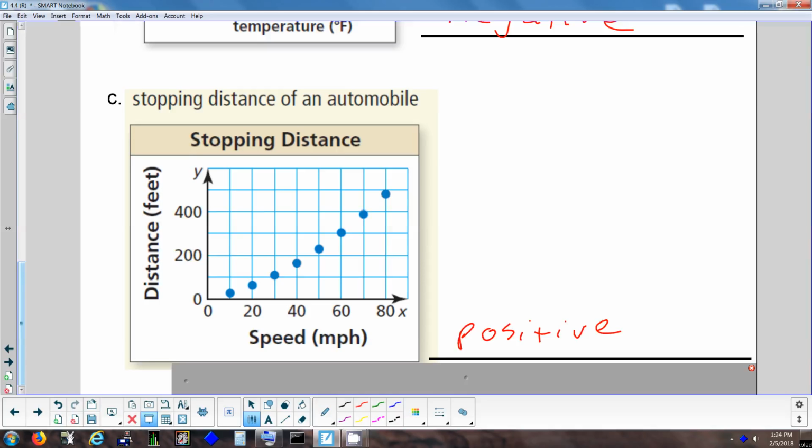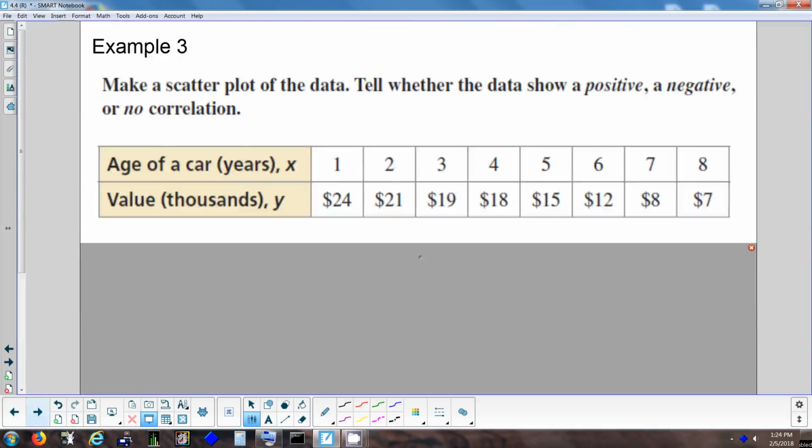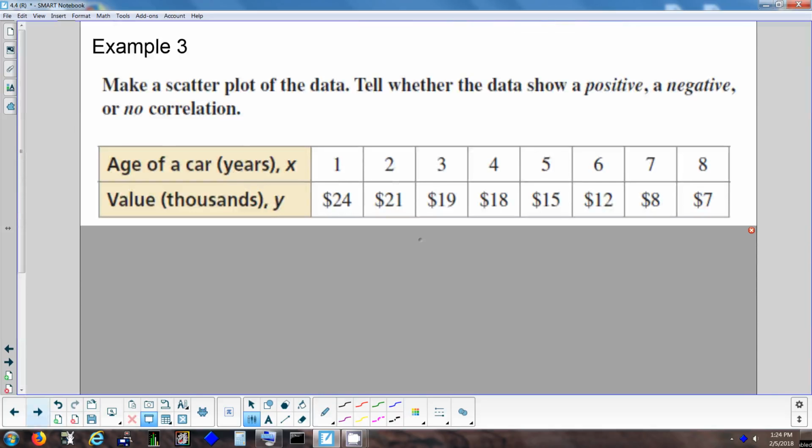Okay, any questions on that? Wait, what were the first 2? First 2, no correlation, and I think the second one was negative. Negative. Okay, so let's do this one together, and then maybe Mr. Roy, you can jump in after the next one.